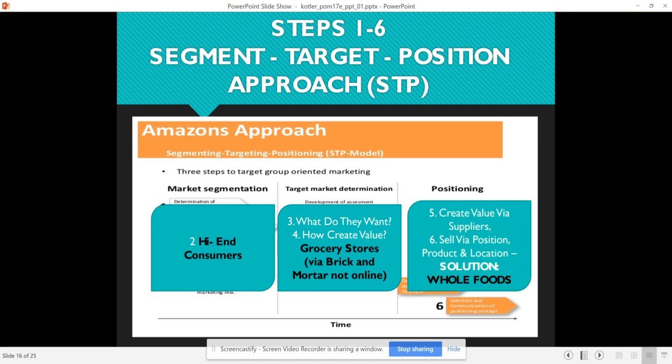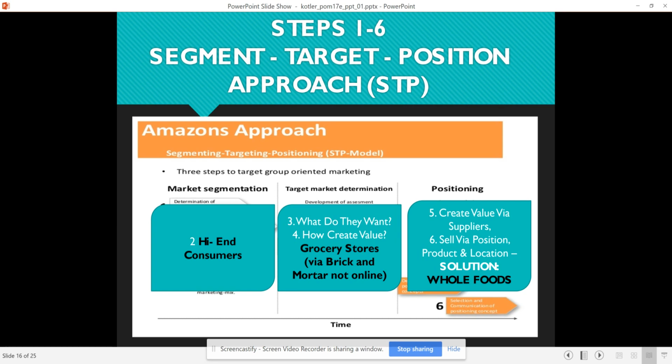So how do we position it? We position it via creating value through suppliers, positioning the product, and a location. So at the end of the day, what did Amazon decide? They were going to buy a grocery store, and it was going to be brick and mortar. And they were going to use Prime as a way to position the product and discounts. So the solution was Whole Foods. And by the way, they were deciding that when I was there on that project, which was 5 years ago. So it took them 5 years to get to where they are.